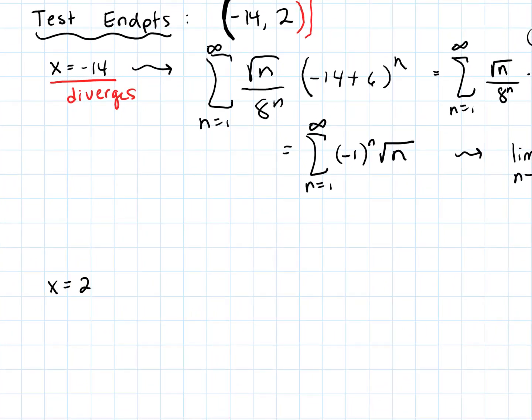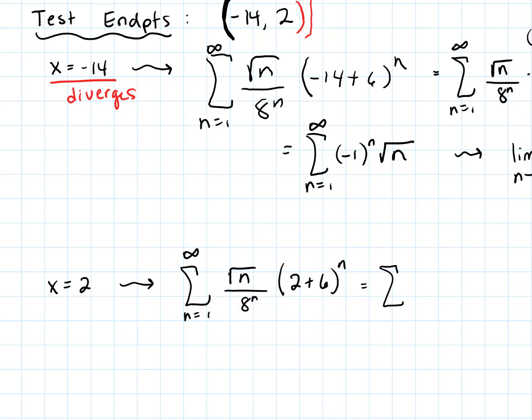So now we take x equals 2 and we plug that in. If I plug in 2 into the series from n equals 1 to infinity of the square root of n over 8 to the n, well, when I plug in 2, I get 2 plus 6 to the n. Well, that's just exactly equal to the square root of n over 8 to the n times 8 to the n from n equals 1 to infinity.